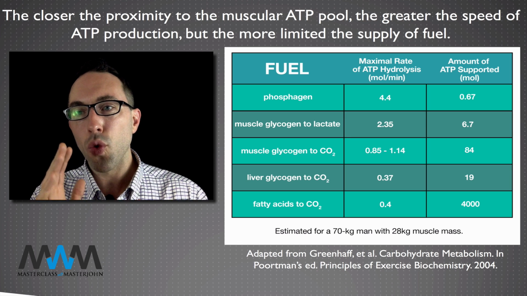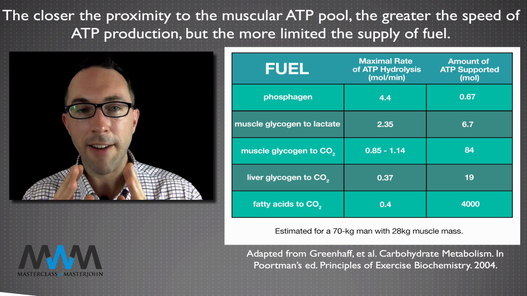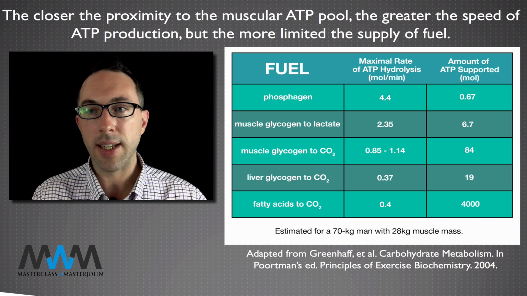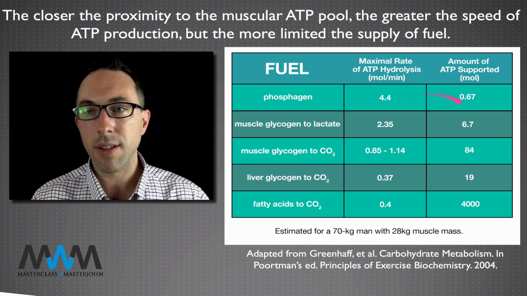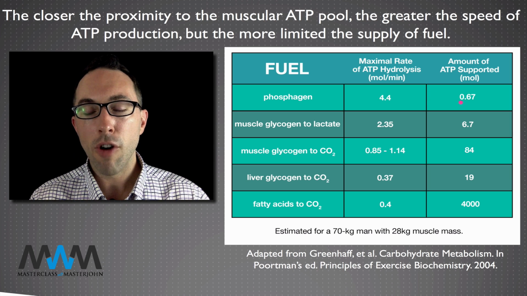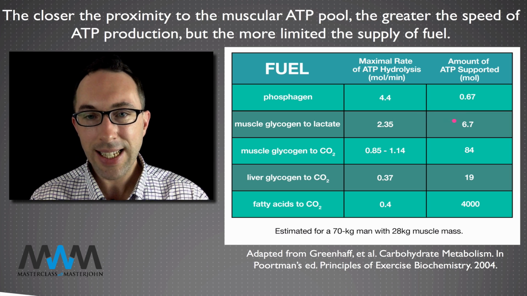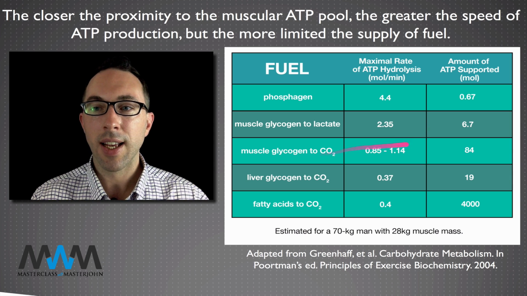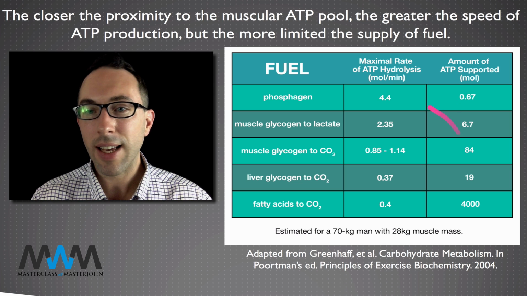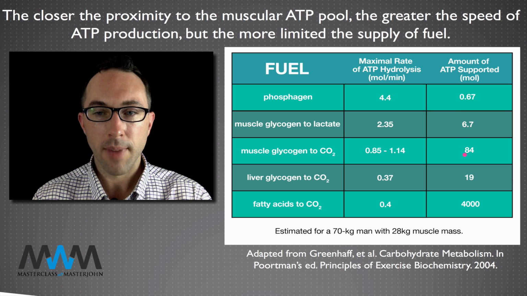Now, if you look on the right column, you see the amount of ATP supported in moles. Here, there's primarily an inverse relationship between speed and abundance. So the phosphagen system is the fastest, but there's the least amount available. As you go from muscle glycogen to lactate, you get a little bit slower, but there's 10 times more of that available. As you go muscle glycogen to carbon dioxide, it gets even slower, but the amount is over 10 times more.